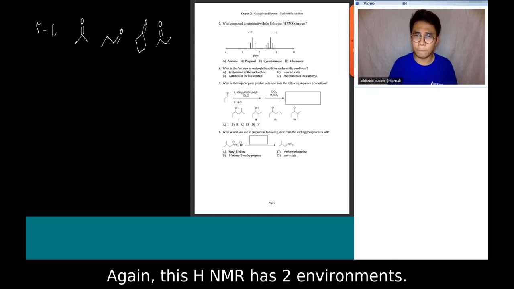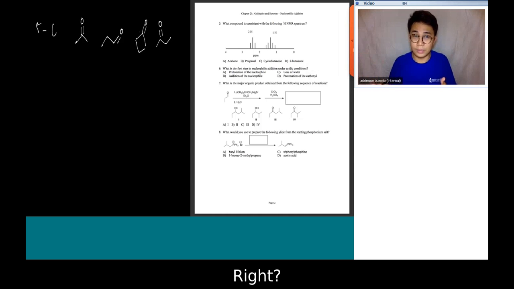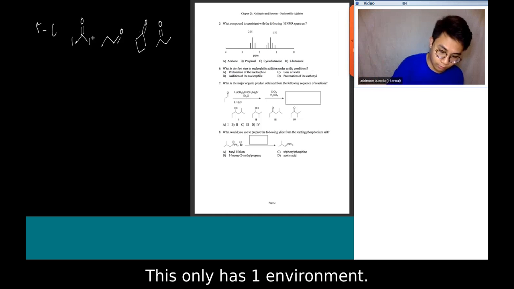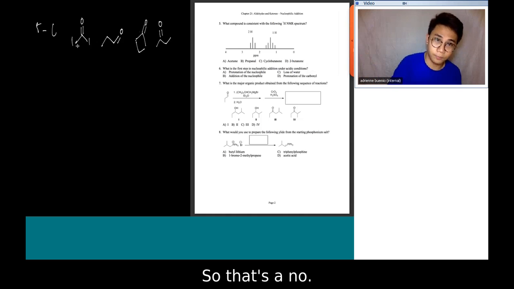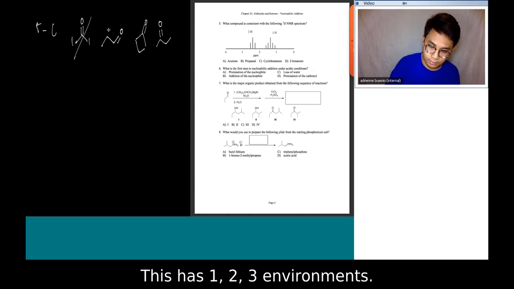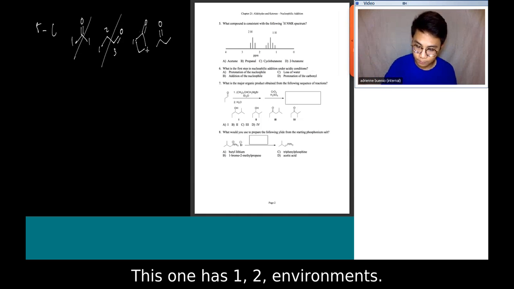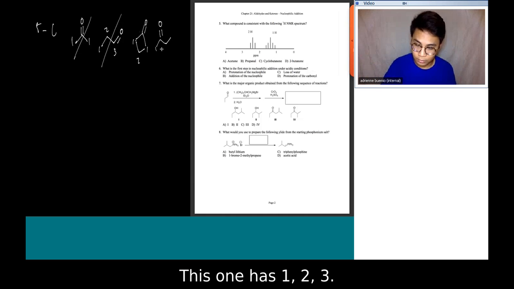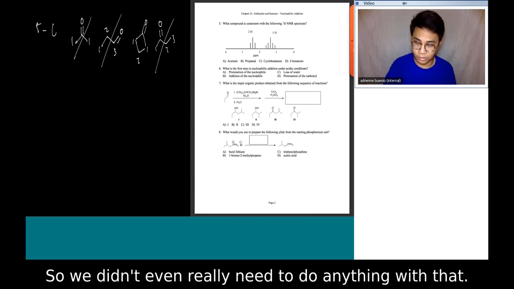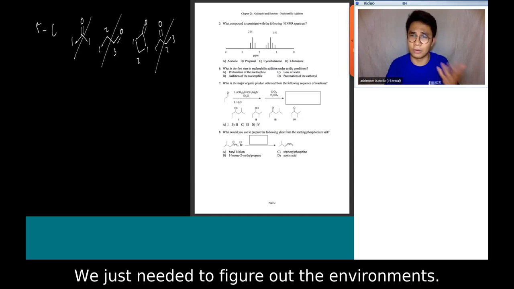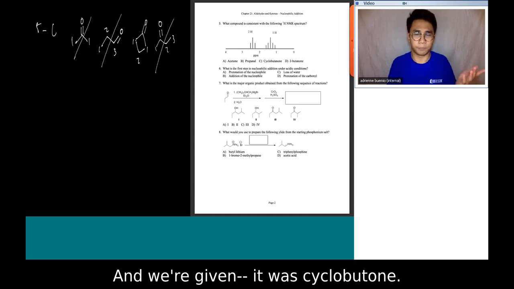Again, this HNMR has two environments, right? This only has one environment, so that's a no. This has one, two, three environments, so that's a no. This one has one, two environments. This one has one, two, three. So we didn't even really need to do anything with that. We just needed to figure out the environments, and we're given it was cyclobutanol, right?